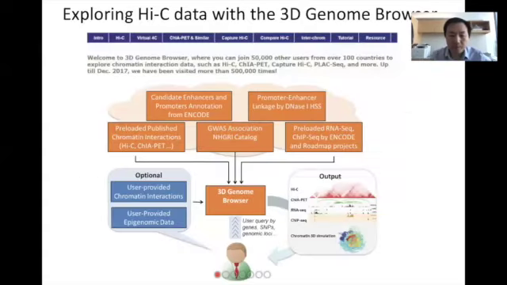And then another great web resource was actually invented by my group. This is called the 3D Genome Browser. This browser, we just checked, has been used for more than 1 million visits in the past few years from over 100 countries all over the world.